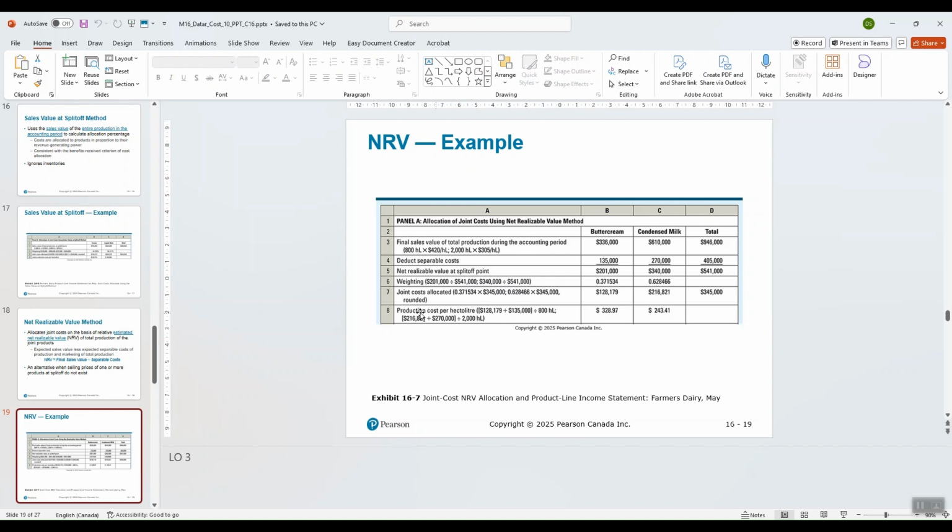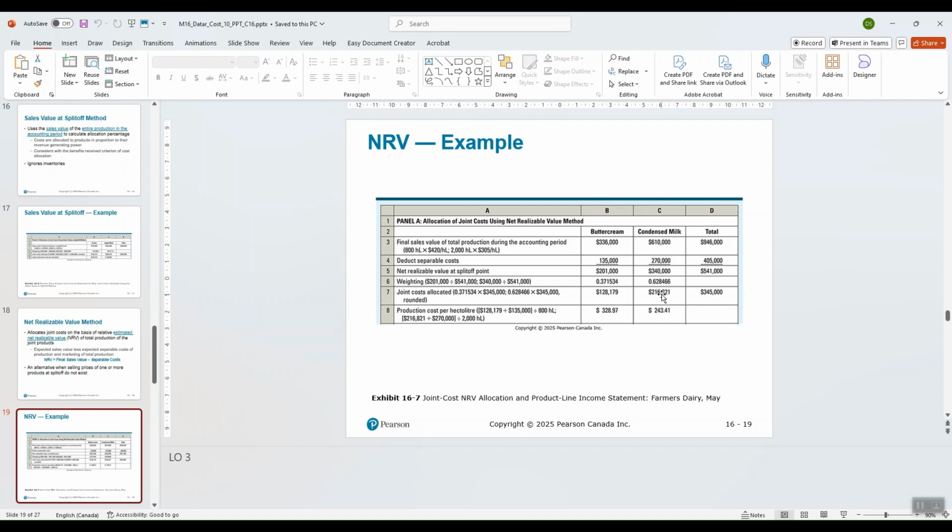Now, if you want to calculate the cost per hectoliter for the buttercream and the condensed milk, you can do that because now we know that this was the cost that directly ties to this, and this is the cost we allocated. We add both of them divided by the 800 hectoliters. So we take 188, 179 plus 135 divided by 800 hectoliter, and that gives me 328.97.